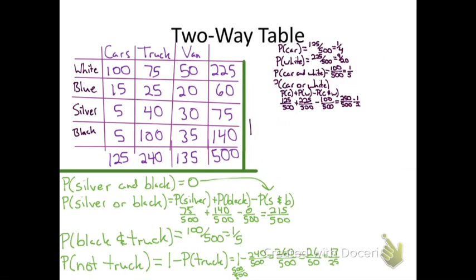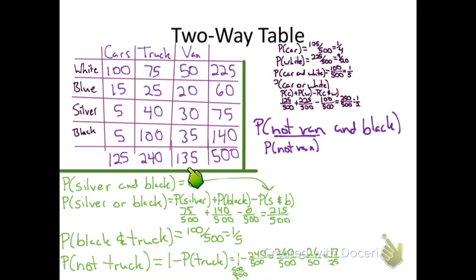Now, one last one we'll look at is the probability that it's not a van and it's black. So the probability it's not a van and it's black. So I'm going to first find this probability, because the probability of not a van is going to be important. So a van is this column. So that's 135 out of the 500. That leaves 365 left over.